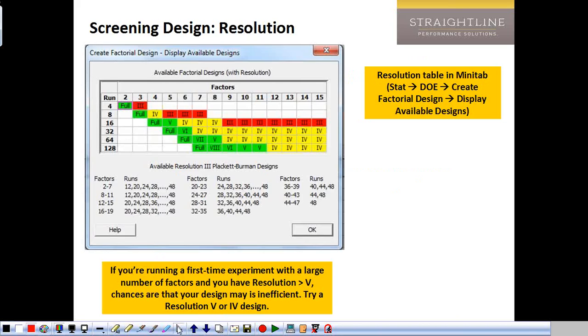Okay, let's do a screening design example.